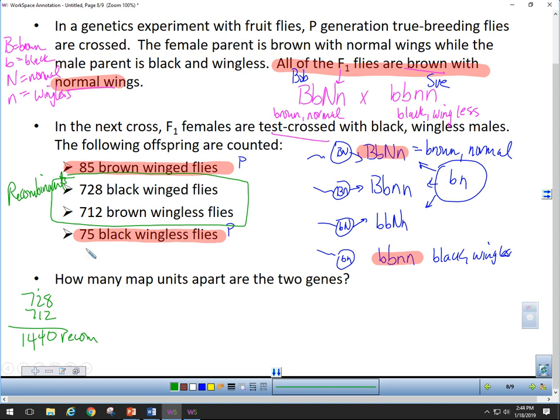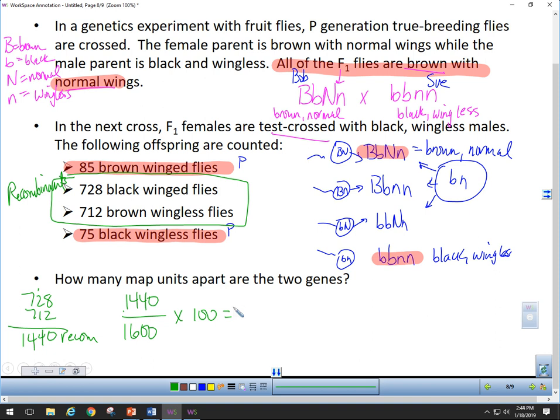Okay, how many total flies were produced? Okay, we're going to add this. I'm going to use my calculator. 1440 plus, you probably already did this in your head, 85 plus 75, total number of flies, 1,600. So I'm going to take my 1,440 recombinants divided by 1,600 total flies, multiply my answer by 100. Okay, 1,440 divided by 1,600 equals 0.9 times 100 is 90%.